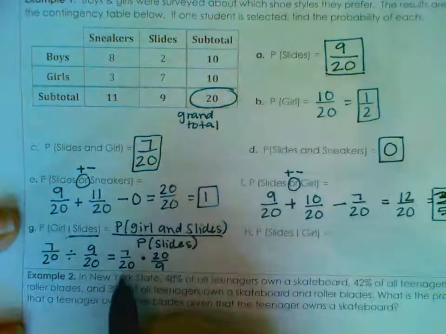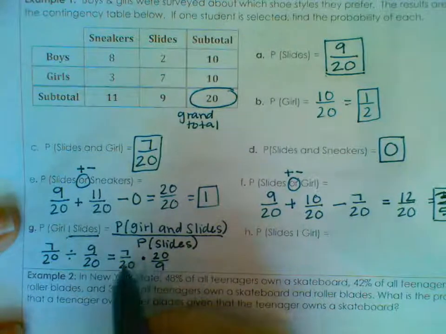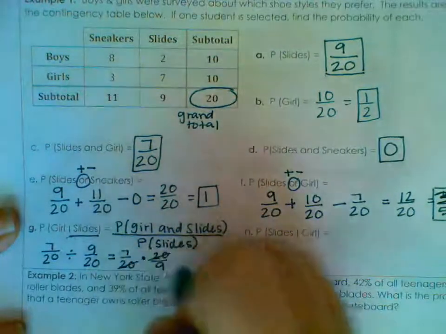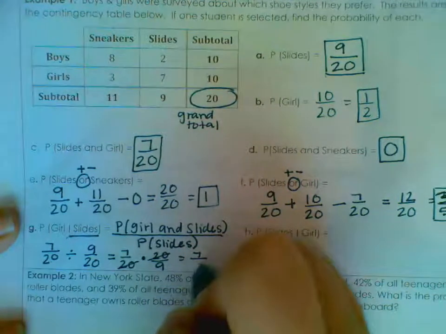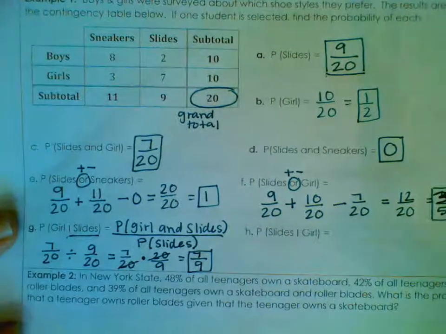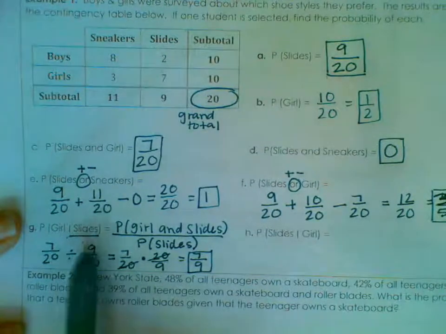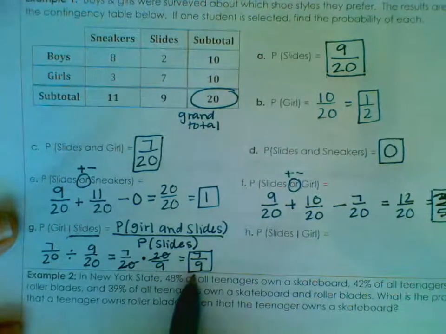So now you notice you have a 20 on the top and the bottom. That means we're multiplying by a 20 and dividing by a 20, so those are going to cancel. So our answer is a 7 on the top and a 9 on the bottom. In my opinion, it's a little bit faster than stopping to go type it into the calculator. So this is the probability of girls given that we already know they picked slides.